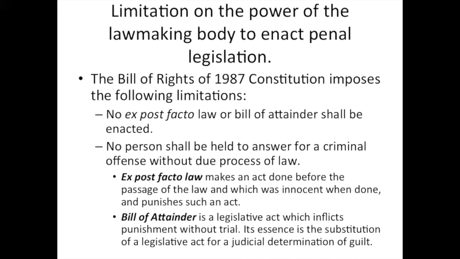No ex post facto law or bill of attainder shall be enacted. Okay, ex post facto law is done. Bill of attainder, dito sa baba, bill of attainder is a legislative act which inflicts punishment without trial, of course. Its essence is a substitution of a legislative act for a judicial determination of guilt. Easy to understand. You cannot inflict punishment without trial. Okay? So, according to the 1987 Constitution, the legislative branch cannot make a law na mag-punish sa isang tao na hindi pa dumaan sa trial. Okay? At hindi rin makagawa ng batas na yung ex post facto law.